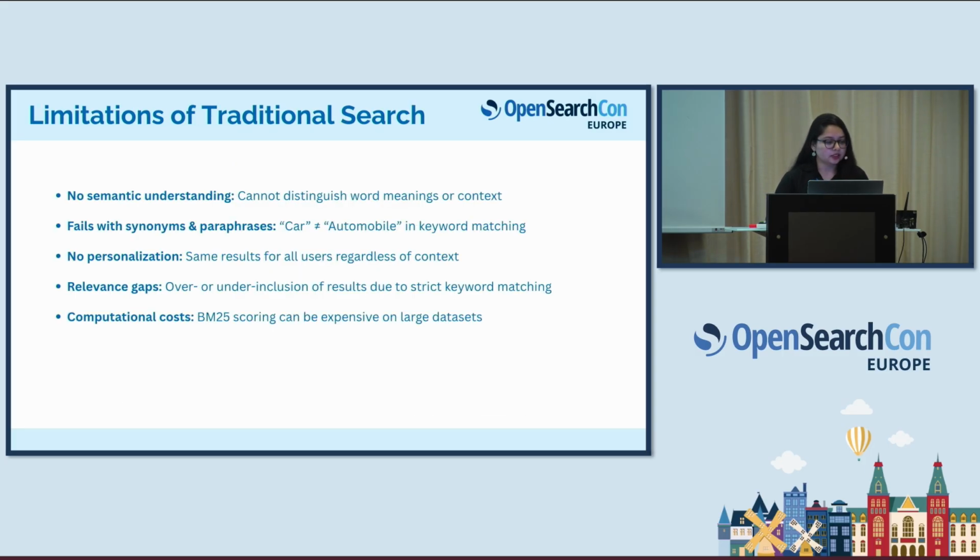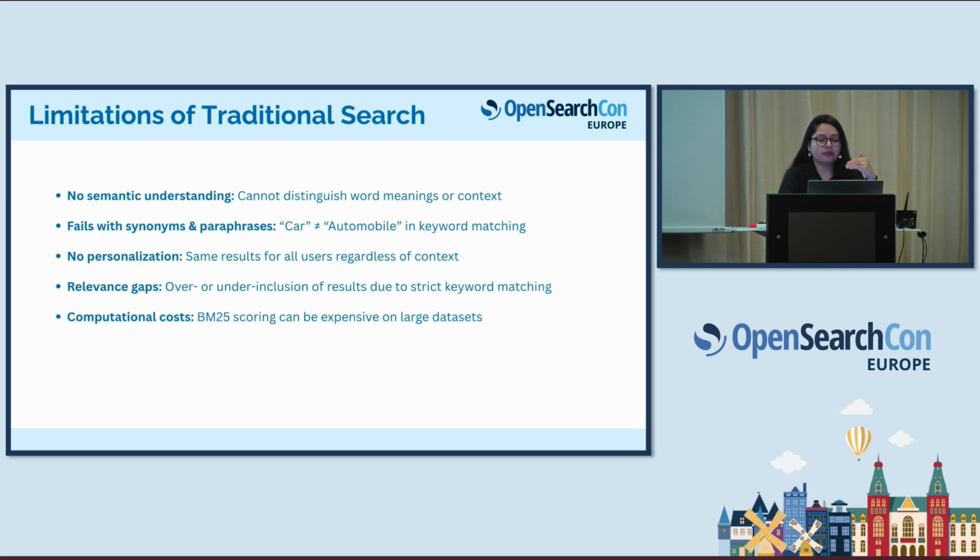Okay, so there are some limitations of traditional search. First is no semantic understanding. In the previous example as well, you saw that it basically just looks for the keyword, but not the intent and the meaning behind that. And it doesn't understand similar words. It fails to understand synonyms. Like I previously mentioned, car is not equal to automobile according to traditional search, so it doesn't understand that.